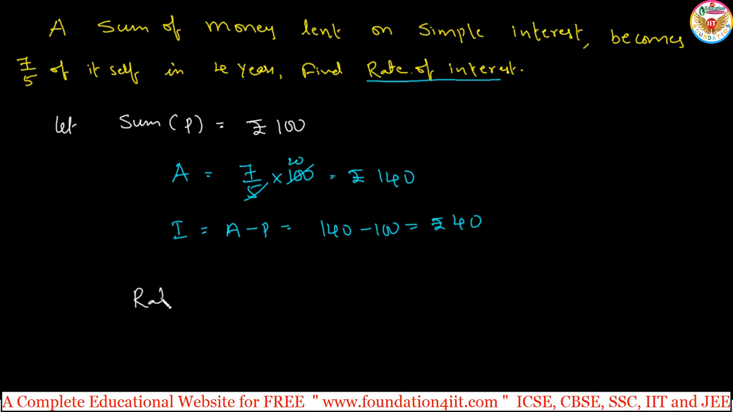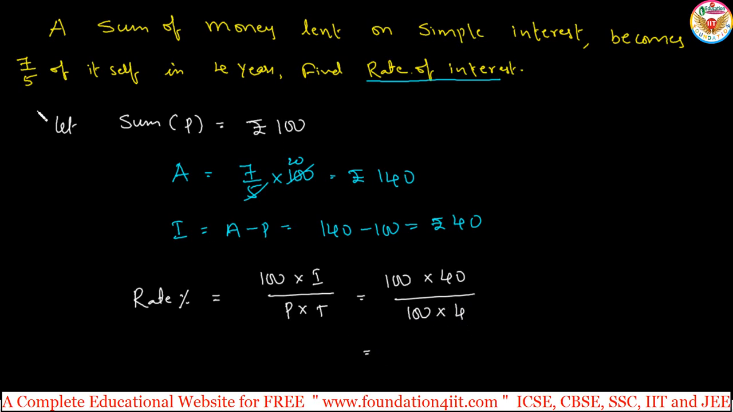So rate percent is equal to 100 into I by P into T. Now 100 into interest, which is 40, by P, the principal. We took 100, right? And time is given as 4 years. You can calculate this rate, 100 cancels, 4 times 1, 4 times 10. So finally 10% is the rate percent. So you can assume rupees 100 and solve. In the algebraic method we can assume rupees x and solve it. Both are similar methods, whichever is convenient you can follow, right?